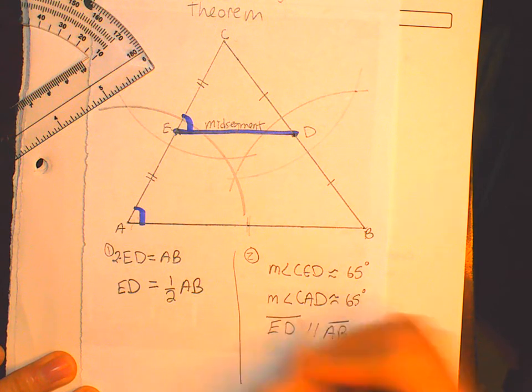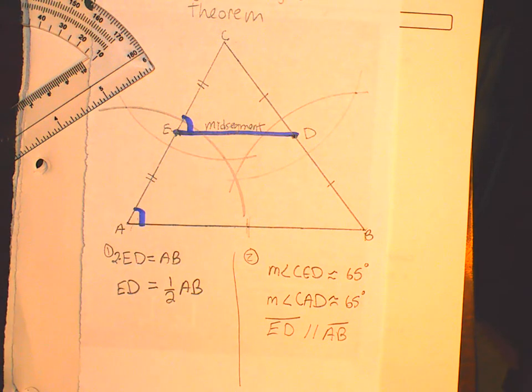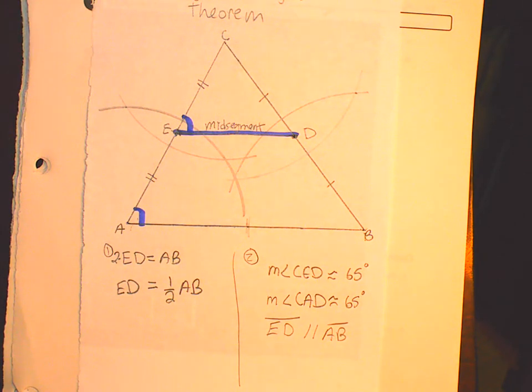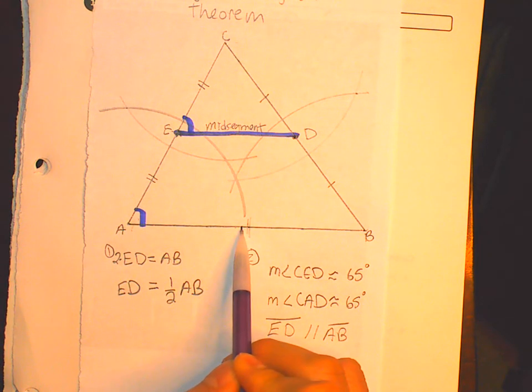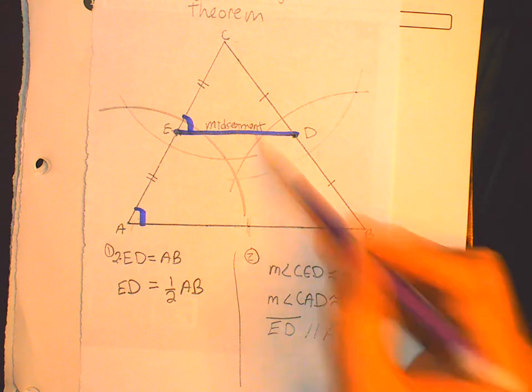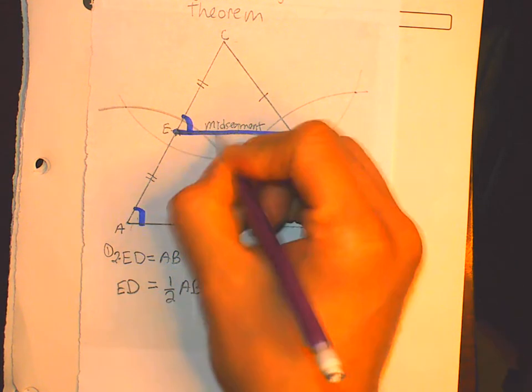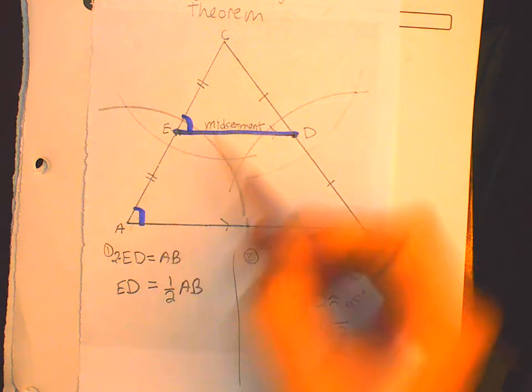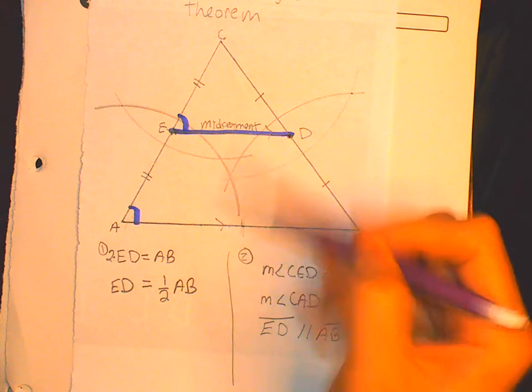Which brings us to the two main ideas of the triangle midsegment. The midsegment of a triangle is half the length of the third side, and it is also parallel to the third side as well. So parallel, parallel, and this is going to be half of this.